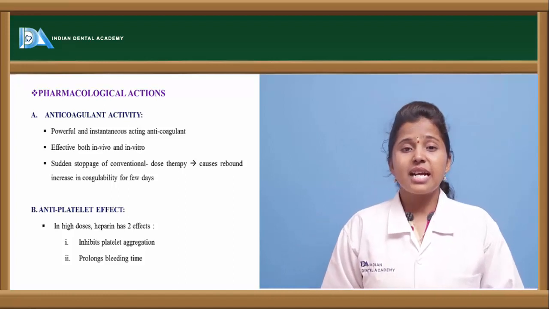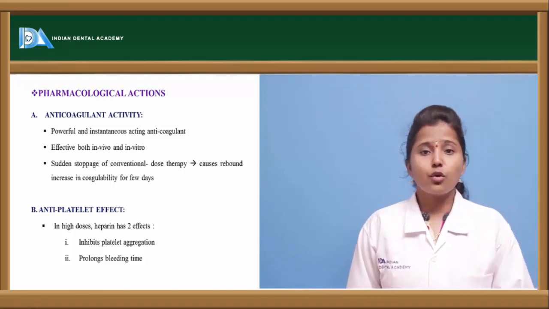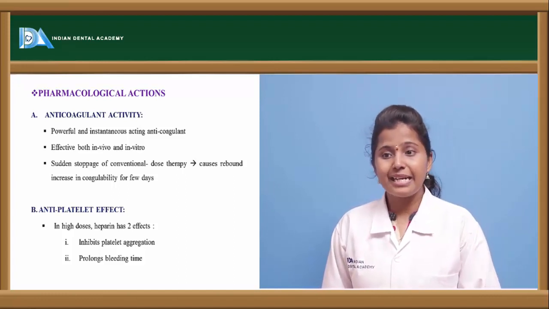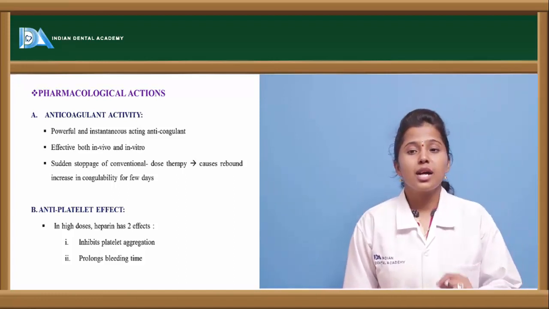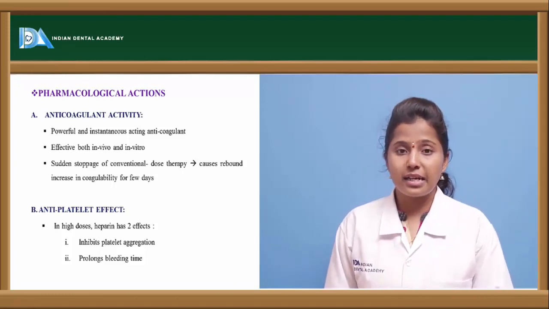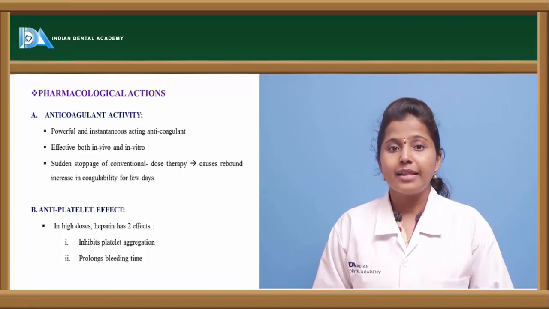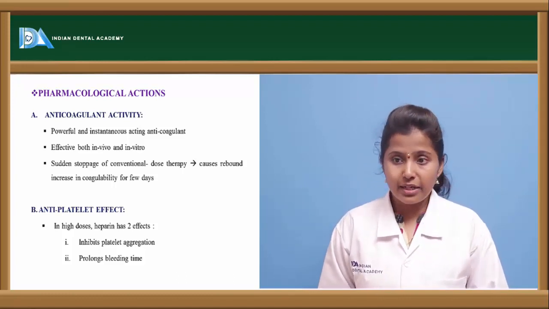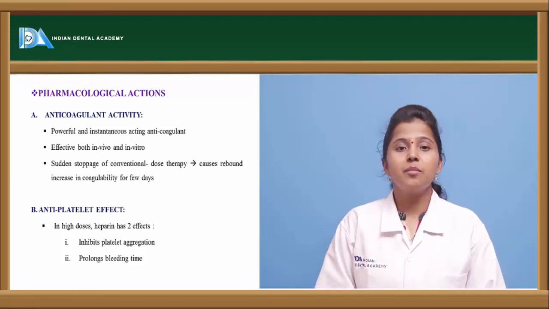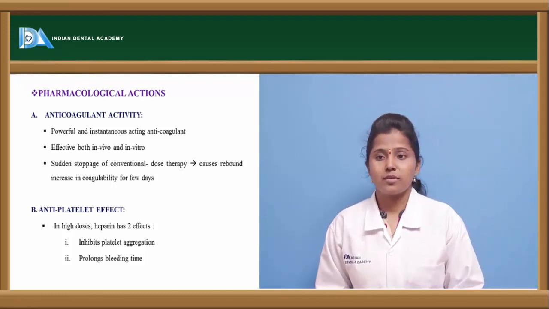Antiplatelet activity in the sense that it prevents the action of platelets in the process of coagulation. When heparin is given in high doses, it has two effects: one is it inhibits platelet aggregation, and the other is it prolongs bleeding time. Platelets are thrombocytes, which are involved in the aggregation of blood. So when platelet aggregation is inhibited, it shows an antiplatelet effect, and it prolongs bleeding time. The bleeding time differs from person to person, and it can be prolonged when heparin is given in high doses.